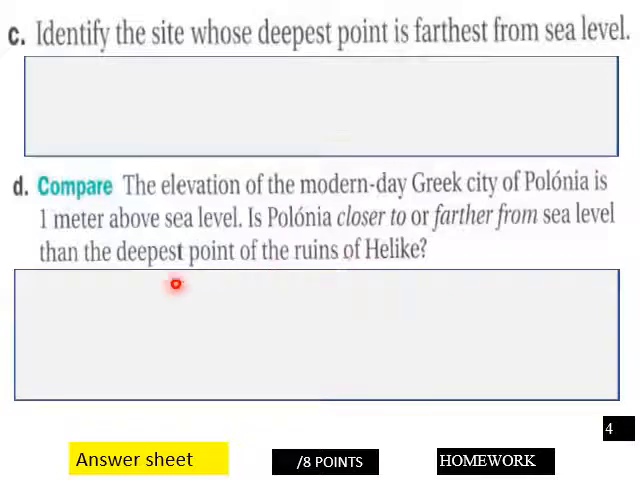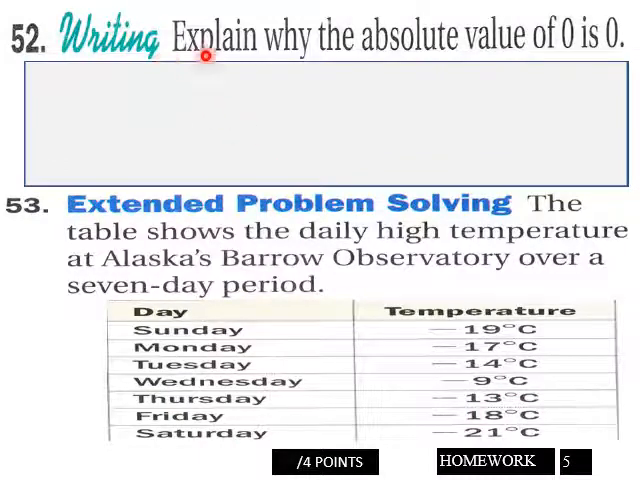And describe your response here to D in this box. 8 points, page 4. Page 5, writing. Explain why the absolute value of 0 is 0. So explain means to write a response for that. Not one word, but write a full response.